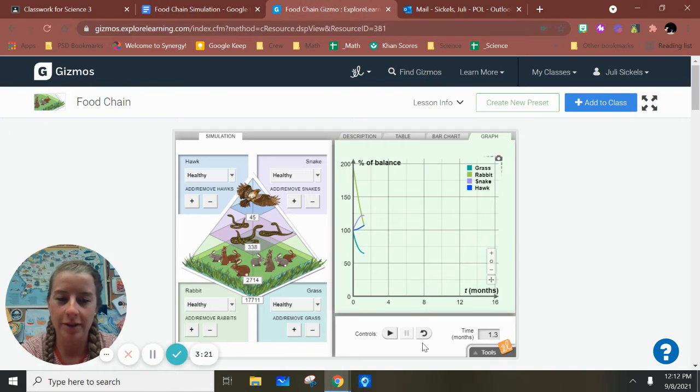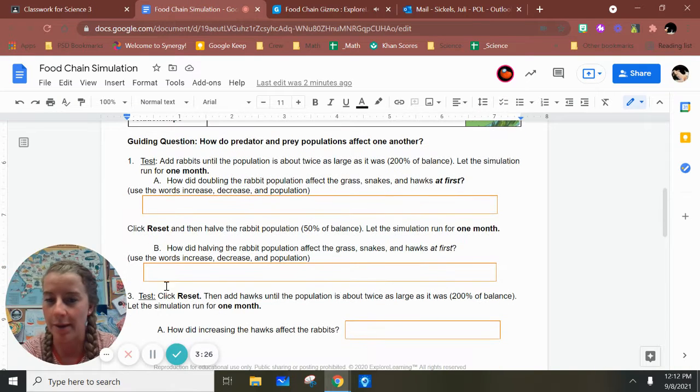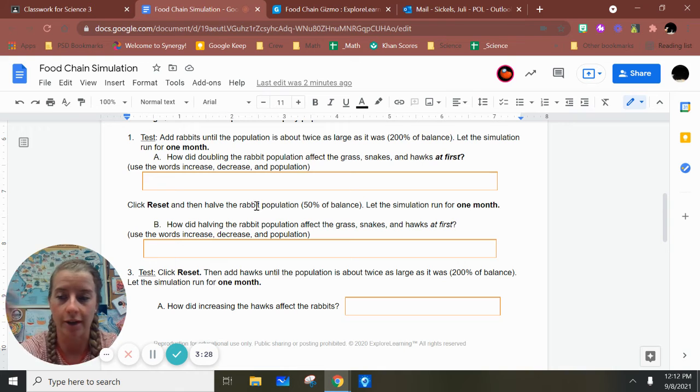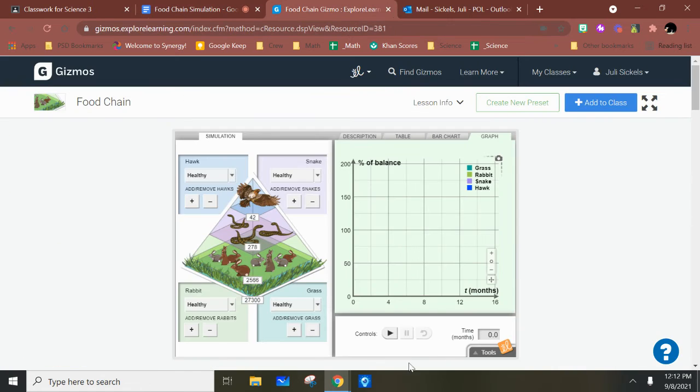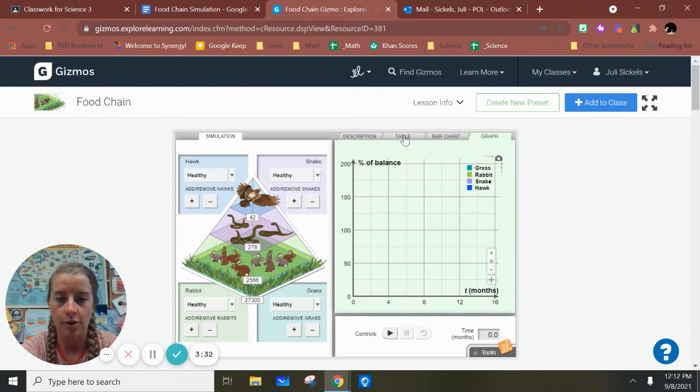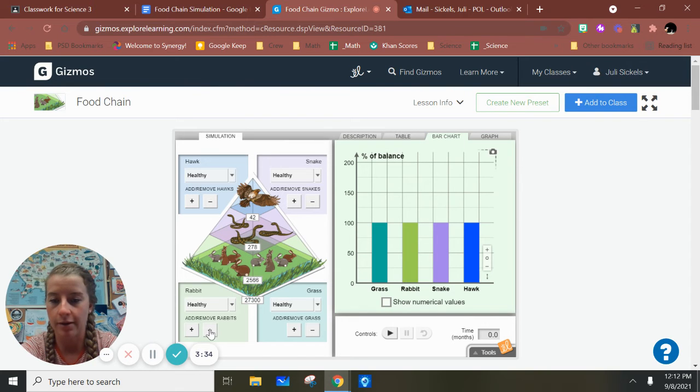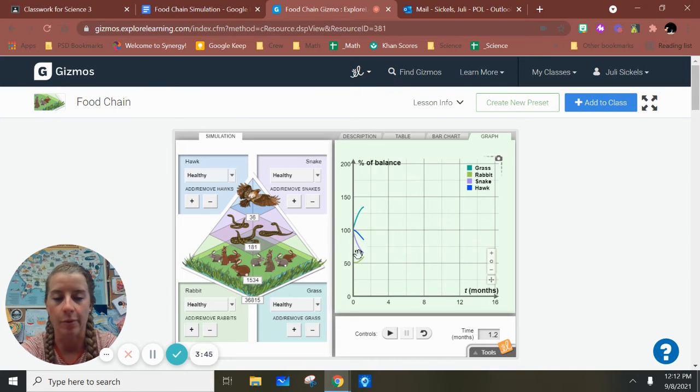After you've done that simulation and written your response, you can hit reset, and then you're going to try it by instead halving, or cutting in half, the rabbit population. So make sure you hit reset, go back to bar chart so you can see what percent you have, and we're going to bring those all the way down to 50%, which is what halving means. Press play and pause right around 1 month. Go to your graph and then write about what you see. At first, hawks decreased, snakes decreased, and grass increased.